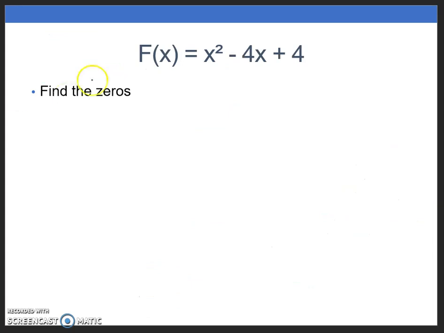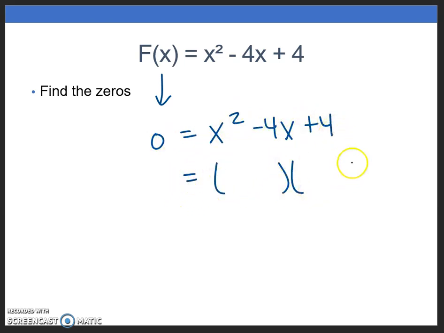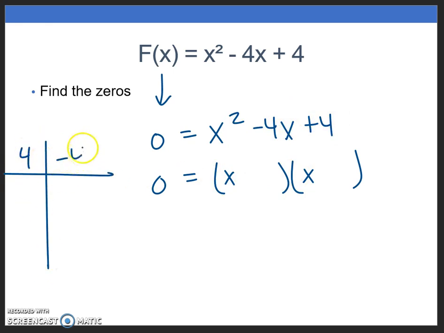So one more quick example. Again, to find the zeros, you set it equal to 0. So this would be 0 equals x squared minus 4x plus 4. And then you factor it the same way. So to get x squared, you'd have x and x, and I have to multiply to be a positive and add to be a negative. So it has to equal a positive 4 when multiplying, a negative 4 when adding. So this would be negative 2 and negative 2, which add to equal negative 4.